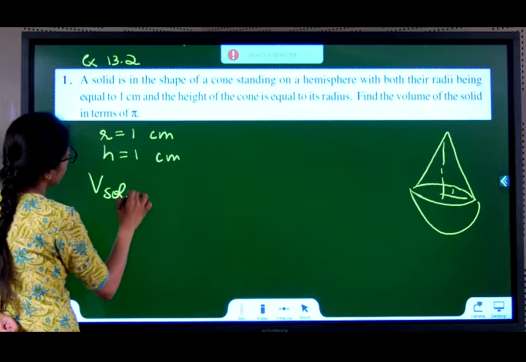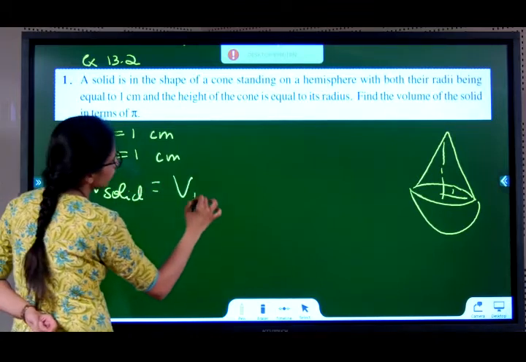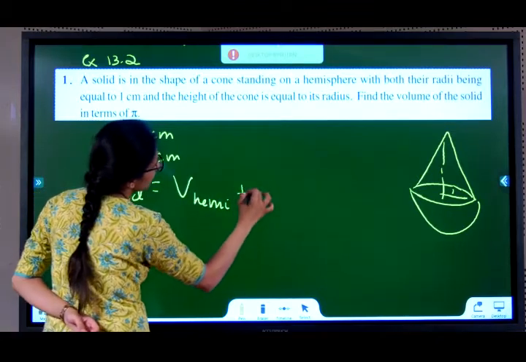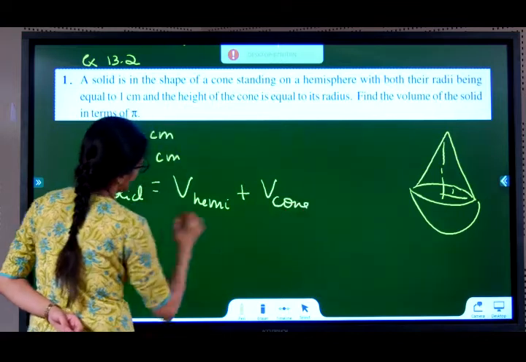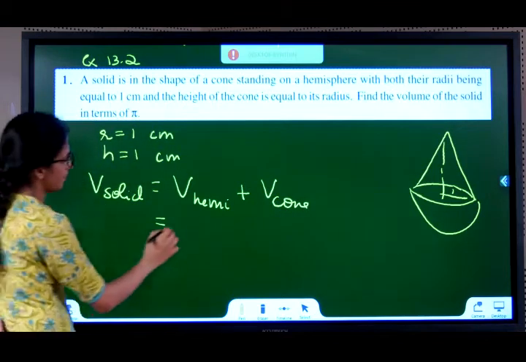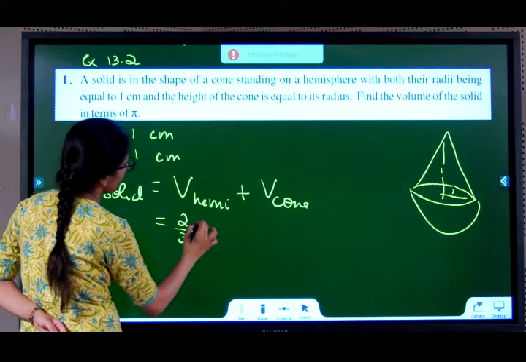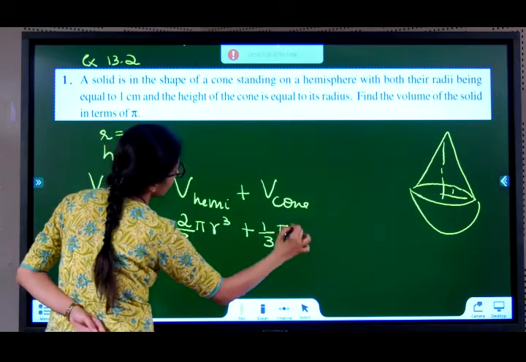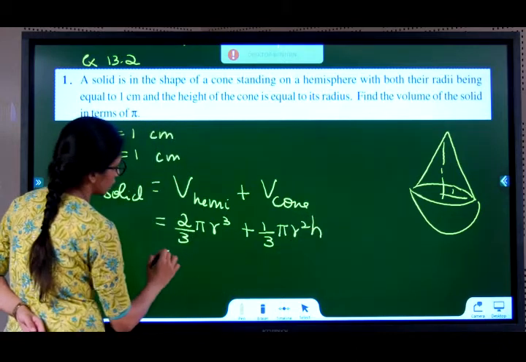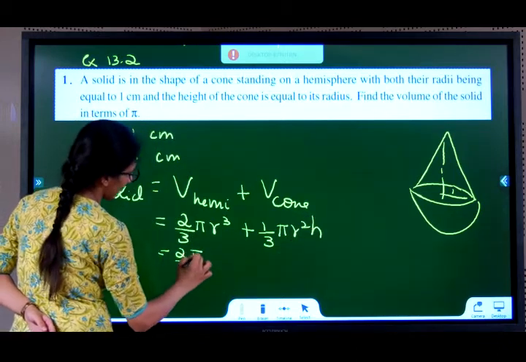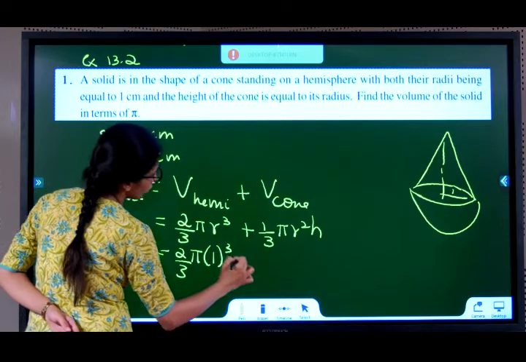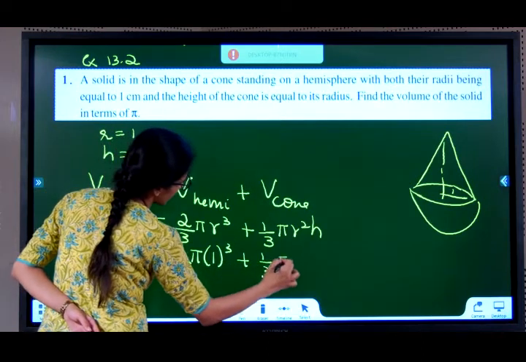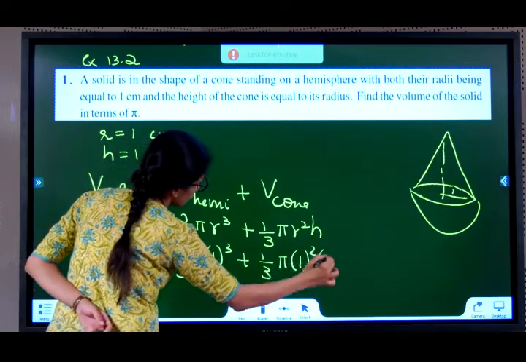Volume of solid is equal to volume of hemisphere plus volume of cone. Volume of hemisphere 2 by 3 pi r cube. Volume of cone 1 by 3 pi r square h. 2 by 3, keep pi as it is, 1 cube plus 1 by 3 pi 1 square into 1.